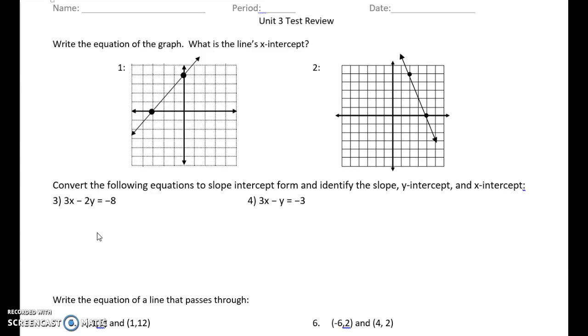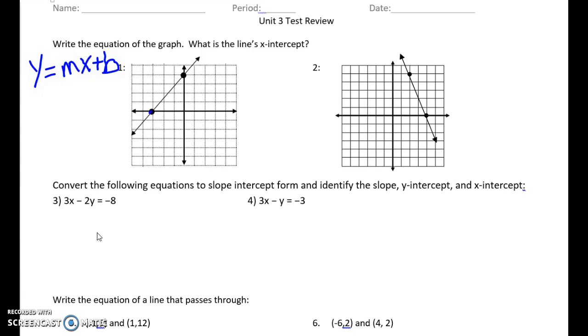What is the line's x-intercept? So, two parts here. One is writing the equation. One is finding the intercept. The equation is going to be y equals mx plus b. We find the m by looking at the rise over run of the two dots.